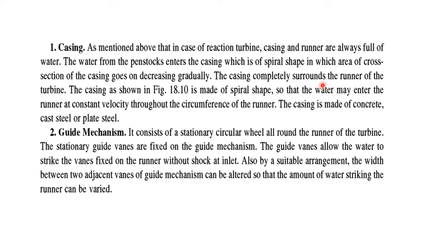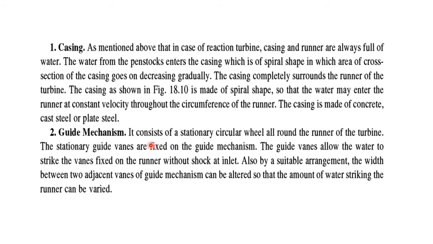The casing completely surrounds the runner of the turbine. The casing, as shown in the figure which we will discuss later, is made of spiral shape so that the water may enter the runner at constant velocity throughout the circumference of the runner. The casing is made of concrete, cast steel or plate steel.